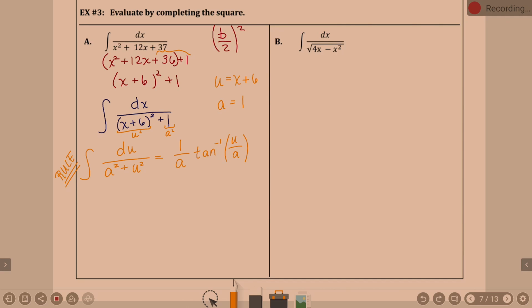Okay? I know, you guys are not loving me right now. I know, we don't work with these inverses a lot, and they're rough anyways. We're ready to write the answer. Your answer is filling this in right here. So, 1 over a, which is 1, tangent inverse of x plus 6 over 1. Did we really need the ones? No. Tangent inverse of x plus 6.